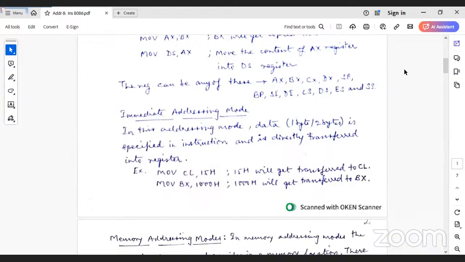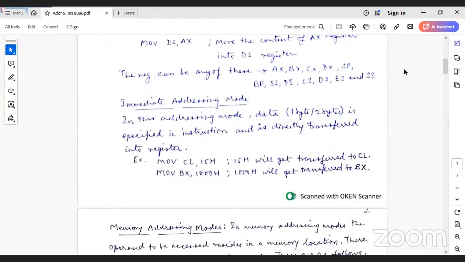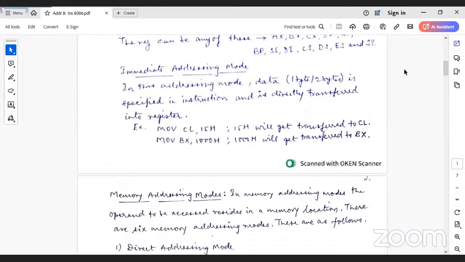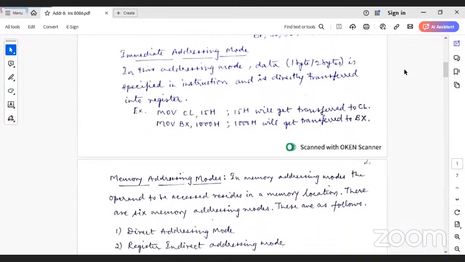The two examples which are mentioned, you can very easily understand. Move CL comma 15H means 15H is your 8-bit data. It is copied into an 8-bit register which is CL. Similarly, if you see the next instruction, move BX comma 1000H, 1000H is your 16-bit data, and it is being copied into your 16-bit register, which is BX. So like this, you should take care of the number of bits of the data getting transferred from source to destination. Now, these two are very simple ways of addressing.